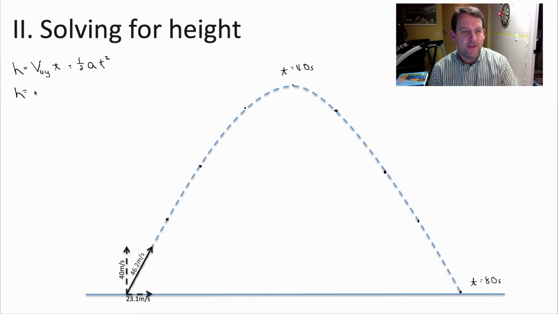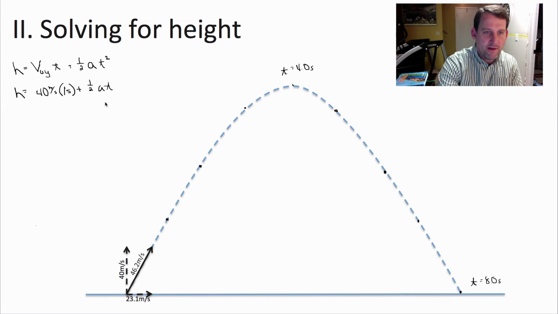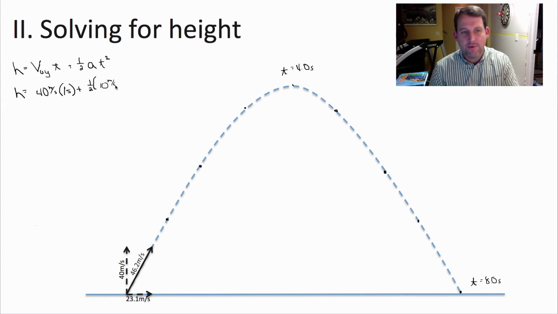So h is equal to v initial in the y, which is 40 meters per second, times time, let's say at 1 second, plus 1/2 a t squared. Let's actually plug numbers in for that real quick. 1/2 times 10 meters per second times 1 second squared.